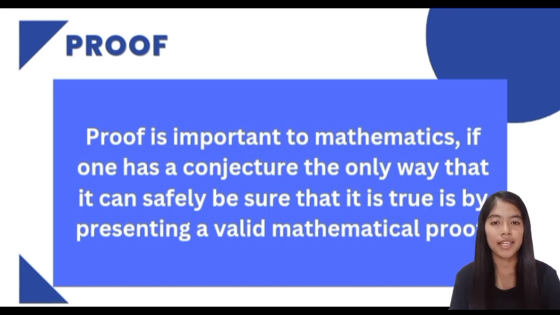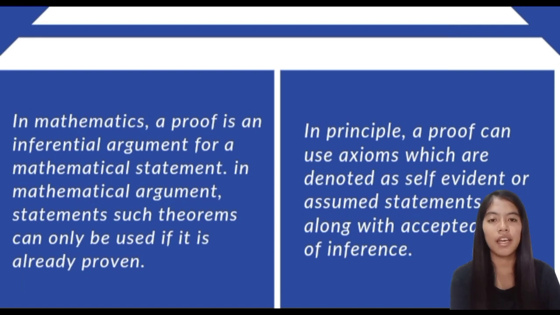In mathematics, a proof is an inferential argument for a mathematical statement. Mathematical statements such as theorems can be used if they are already proven. So, in principle, a proof can use axioms, which are denoted as self-evident or assumed statements, along with accepted rules of inference. So, now let's move on to certainty.